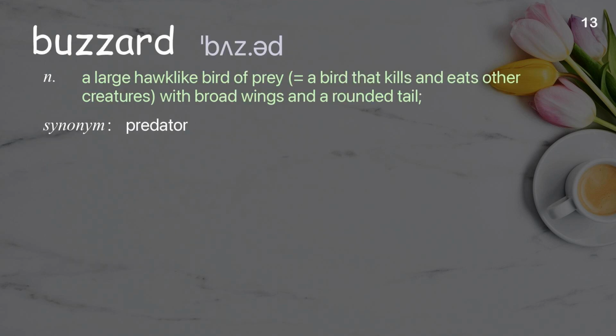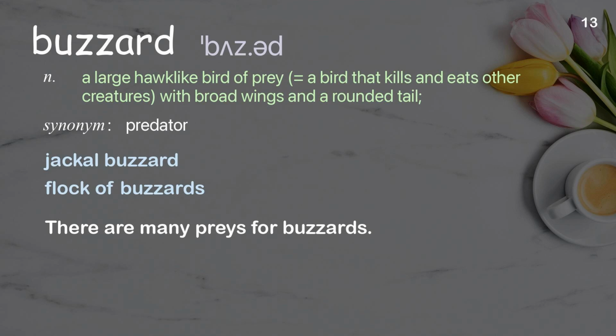Buzzard. A large hawk-like bird of prey, a bird that kills and eats other creatures, with broad wings and a rounded tail. Examples: Jackal buzzard. Flock of buzzards. There are many preys for buzzards.